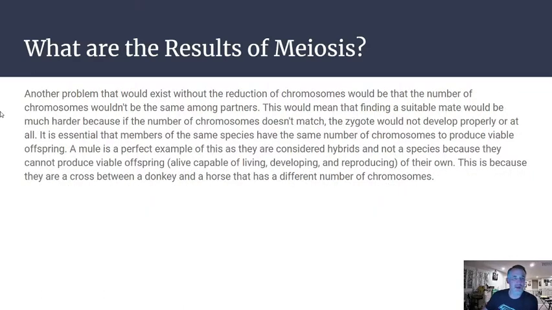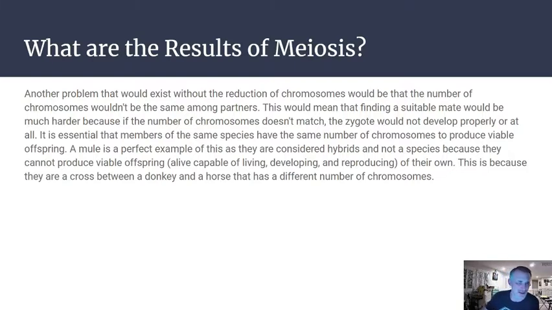So another problem that would exist without the reduction of chromosomes would be that the number of chromosomes wouldn't be the same among partners, right? This would mean finding a suitable mate would be much harder because the number of chromosomes don't match. The zygotes wouldn't develop properly at all. It's essential for members of the same species to have the same number of chromosomes. So we got to go from 46 to 23, and that's vastly important. If that didn't happen, right, then we have different species, and the chromosomes wouldn't produce much viability.